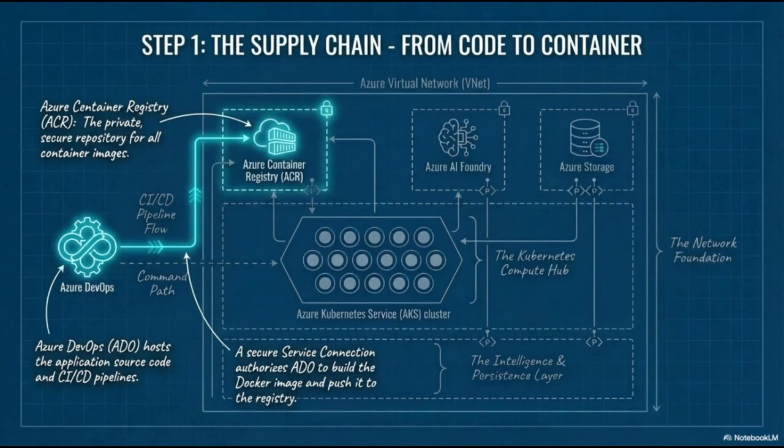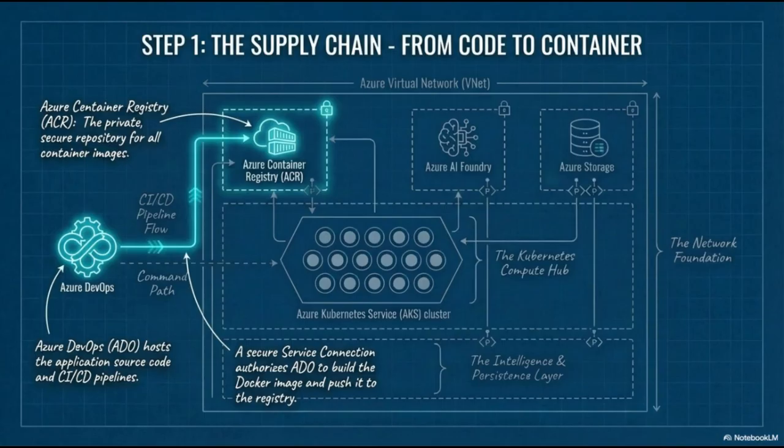Welcome to step 1 of our journey, the supply chain from code to container. This stage is critical for ensuring a secure and efficient transition from development to deployment. The process begins with Azure DevOps, which hosts our application source code and manages the CI/CD pipelines. As code changes are committed, the CI/CD pipeline flow initiates. A vital component here is the Secure Service Connection, which authorizes Azure DevOps to build the Docker image and push it directly into the Azure Container Registry.